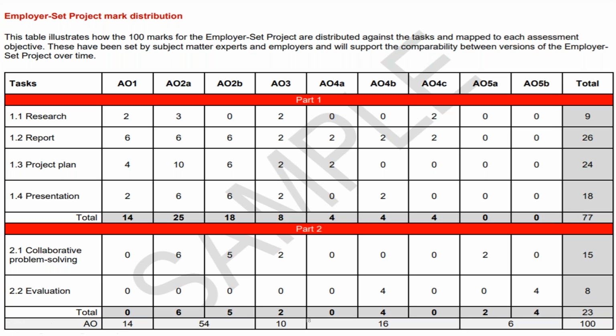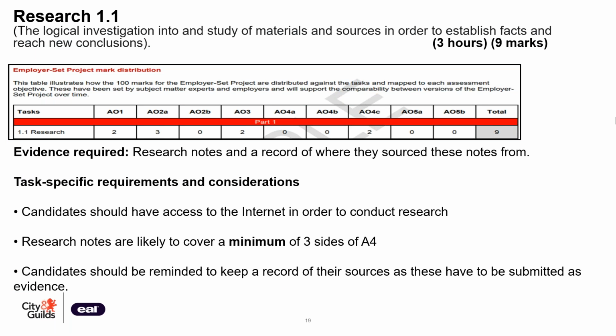So the next couple of slides, I'm going to be breaking this right down to each task and each mark and each sort of evidence criteria that you need to know. So for the first task, the learners are going to be asked to undertake some research. And I've put in what that is. It's about the study of materials and sources to establish facts. And they have 3 hours to complete that task, and that equates to 9 marks.